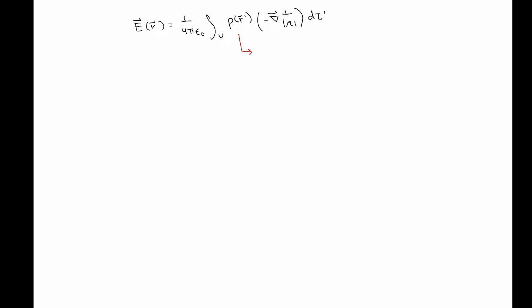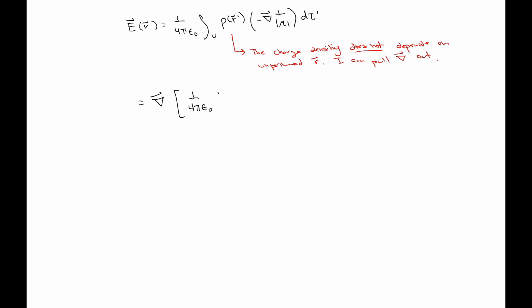Now let's examine this a little bit more. If I look at this, this is the charge density. This doesn't depend at all on the position where you are evaluating the field. It doesn't care about it. It only cares about the primed coordinates. It does not depend on unprimed r. So that means that I can pull our del operator out. So now I'm going to take the right-hand side and pull that del operator all the way out of the integral. In fact, I'm even going to pull it outside of this constant. And you'll see why in a second.